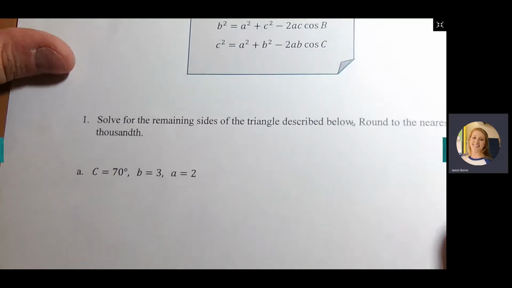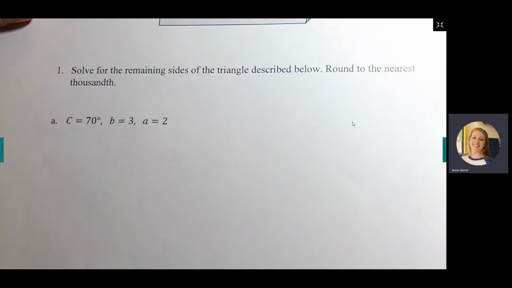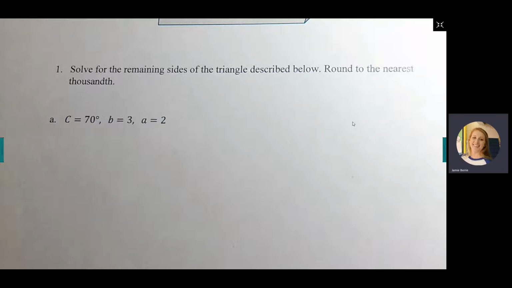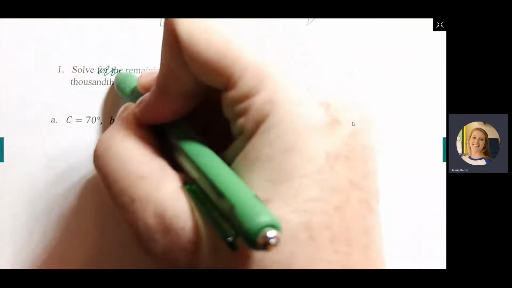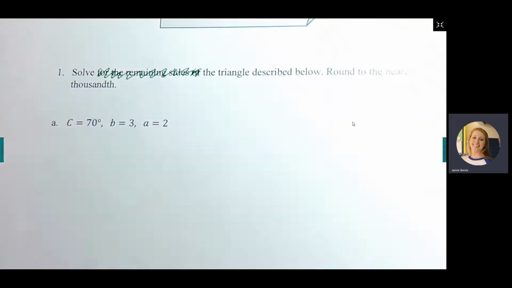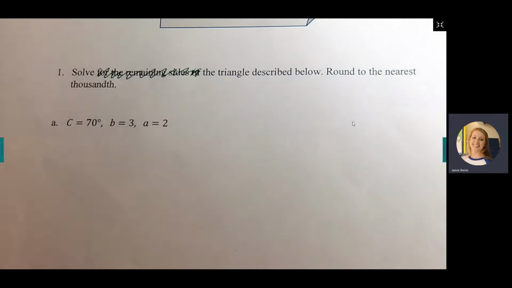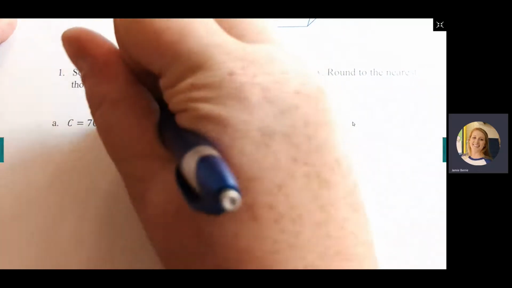All right, so let's look at a couple of triangles. It says, solve for the remaining sides of the triangle described below. Round to the nearest thousandth. So solve for the remaining sides. We're really just going to solve the whole triangle. So we'll just say solve the triangle described below. Remember, to solve a triangle means to find all of its angles and all of its sides. It says round to the nearest thousandth. How many decimal places is that? 2, 3, yeah. 3 decimal places.